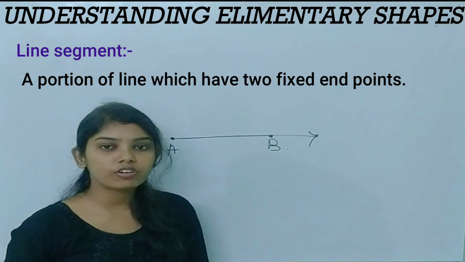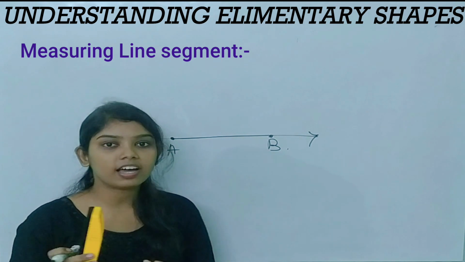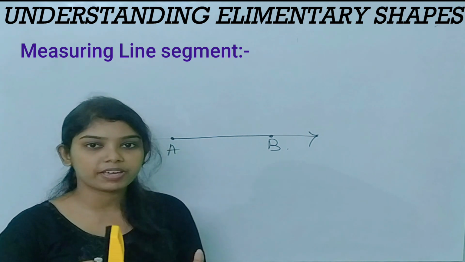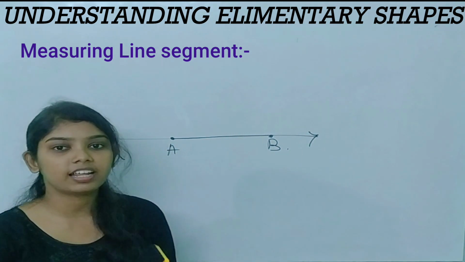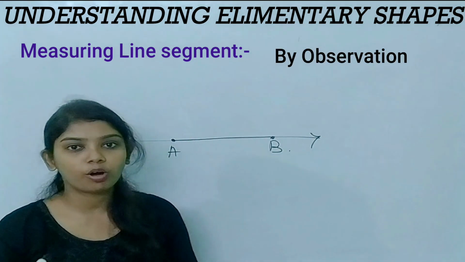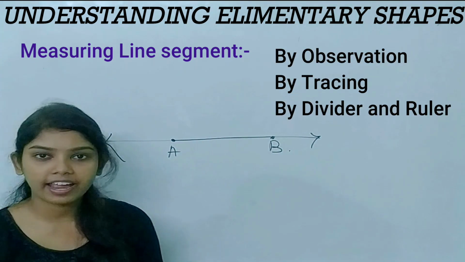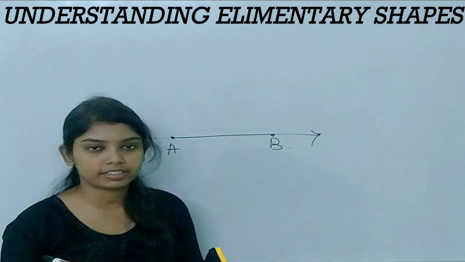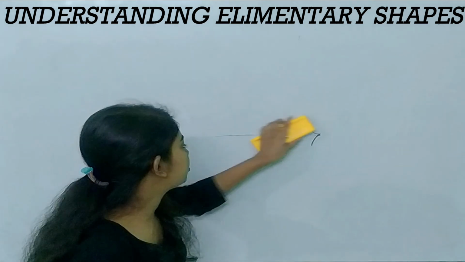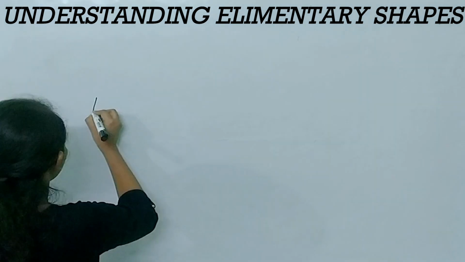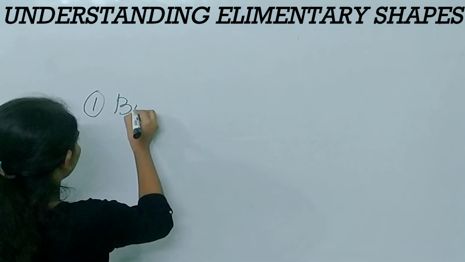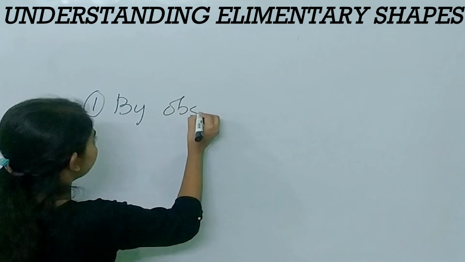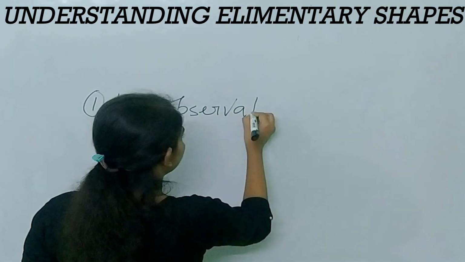So now we will learn how to measure a line segment. There are three basic methods to measure a line segment, that is by observation, by tracing and by divider and ruler. So we will learn the first method, that is by observation.